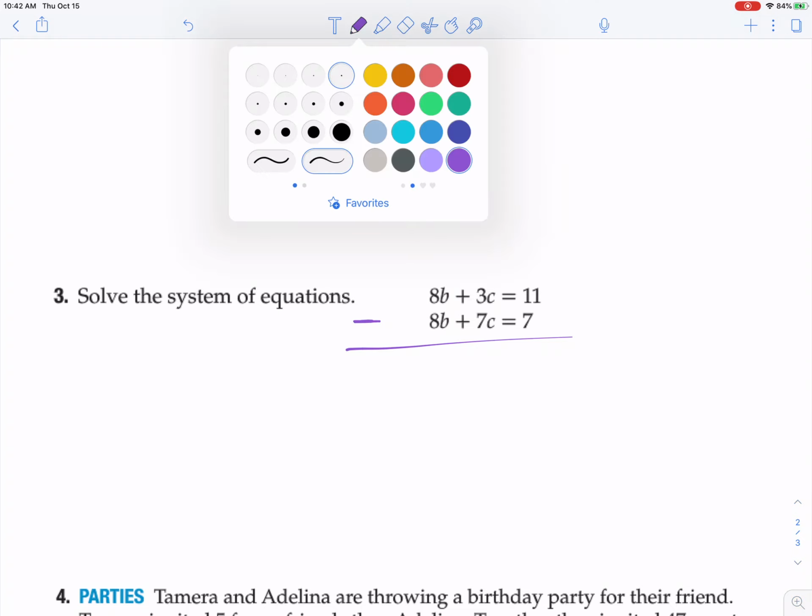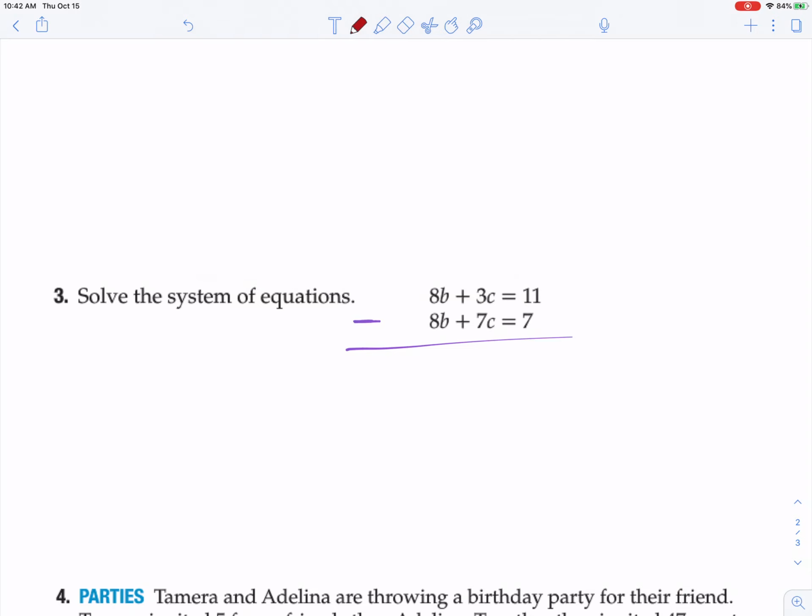Here's what I like to do. I call it my super secret ninja move. I know that subtraction is the same thing as adding the opposite. So I turn that into a plus sign, but then I change all the signs in the meantime. So if it was negative, make it positive. If it was positive, make it negative. Now I can go ahead and add.